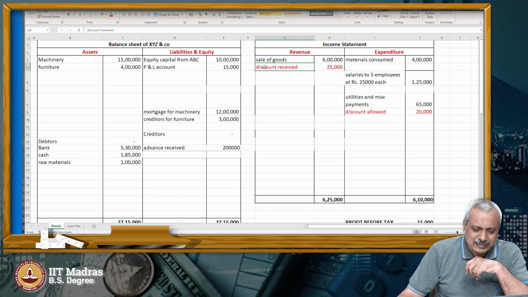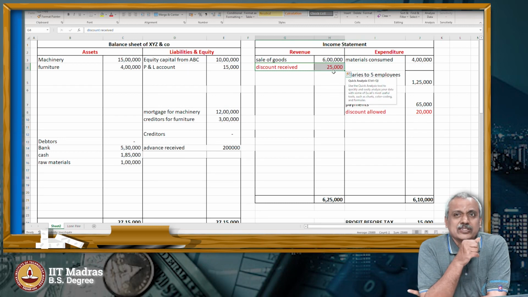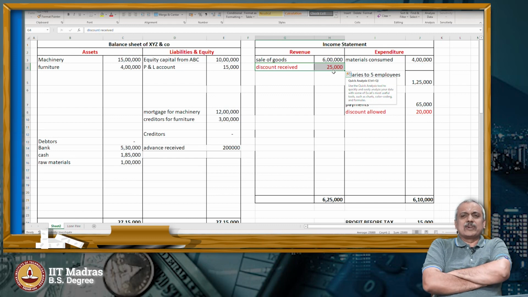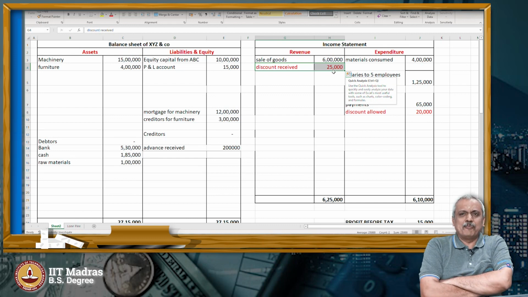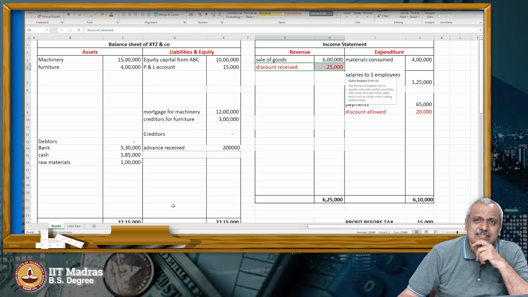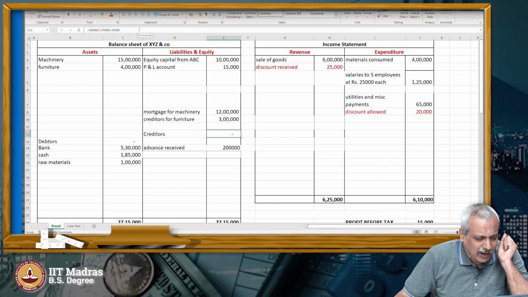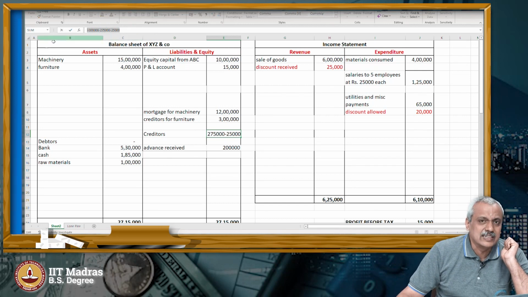Again, I am going to go back to the discount. I am very sure some of you still have a doubt with regard to discount. Why is the discount received of 25,000 put in the revenue part of your income statement? You go back to your earlier transaction. You received 3 lakhs worth of material from somebody and you owed that person 3 lakhs, and that is what was written here in the creditors.